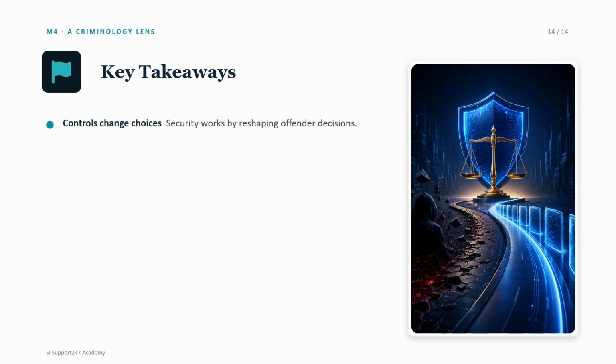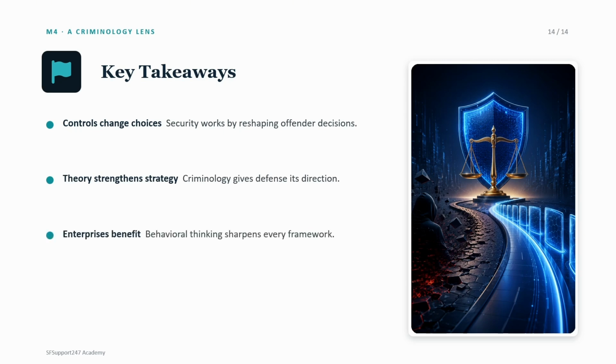What are the key takeaways? Security works by reshaping offender decisions. Criminology gives defense its direction. Behavioral thinking sharpens every framework. Module 5, the next module, amplifies this to money and fraud.